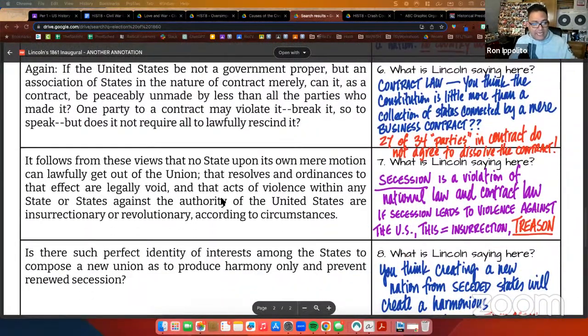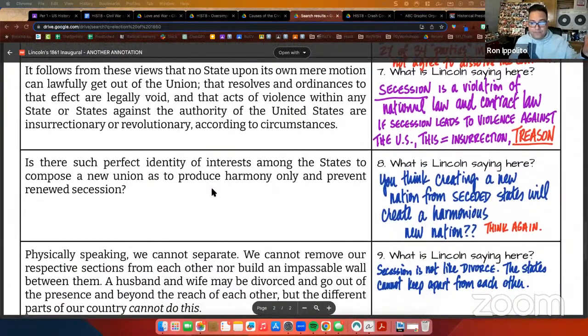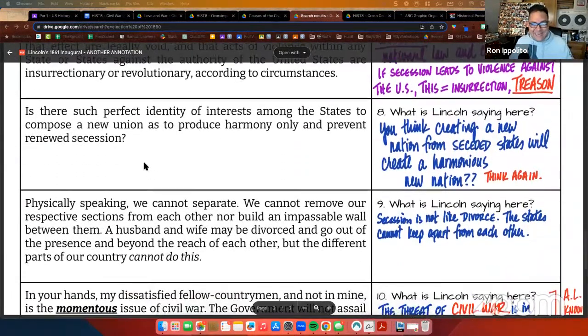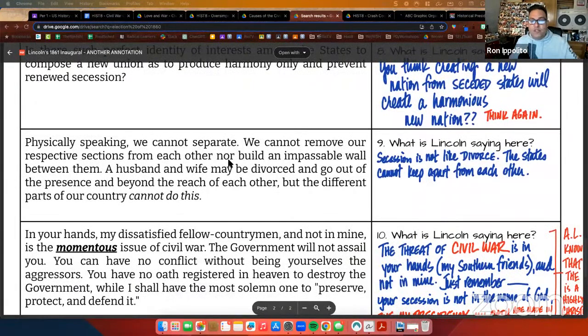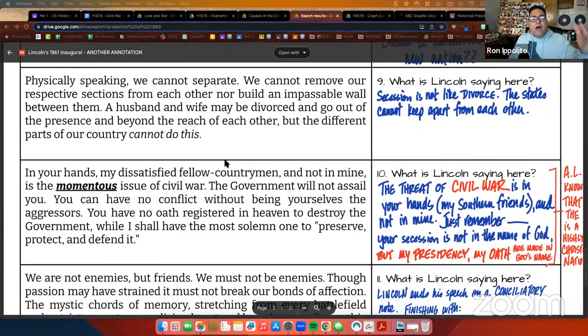So now he's calling it insurrection. He's calling it treason in Section 7. You think that you're going to form this nation of seceded states, and you think you're going to come together and find common ground, and you think you're all going to be like, good luck with that. So again, he's giving another little dig at the new Confederacy here. He compares it to divorce. We cannot physically separate because we're connected to each other geographically. We can't do this.